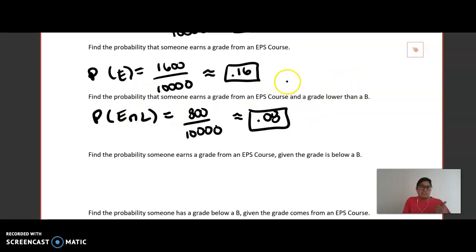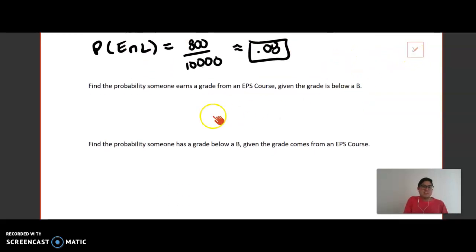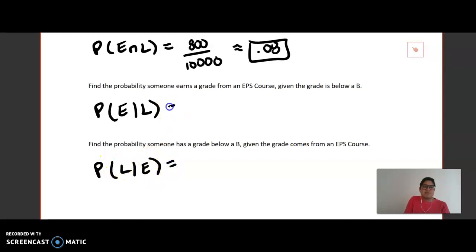All right, so now I've got my intersection and I have my two events, so surely this part's got to be easy here. So find the probability someone earns a grade from an EPS course, given that the grade is below a B. And this one here says, find the probability someone earns a grade below a B, given it's from an EPS course. So I'm going to give you a few moments. Go ahead and try out these problems here. Remember, the numerator will be the intersection of both events, and the denominator is the conditional. So go ahead and take a few moments to try and find these probabilities here.